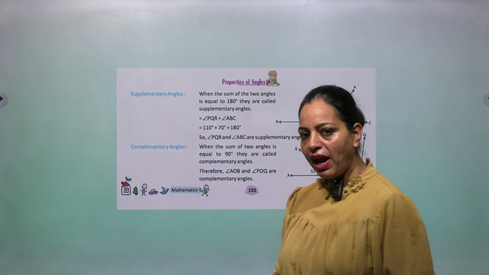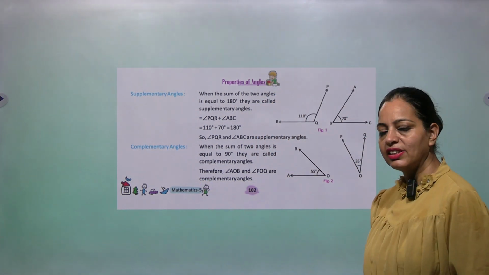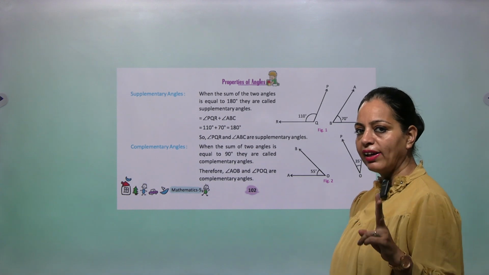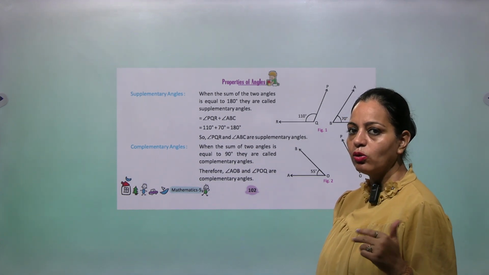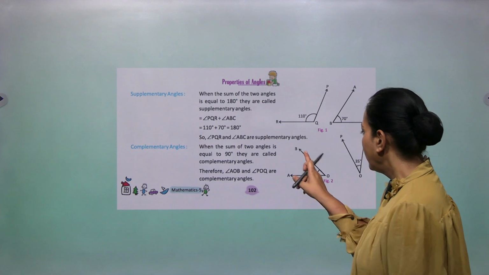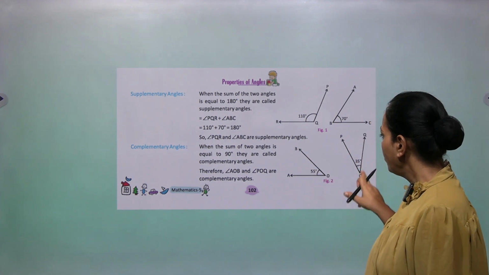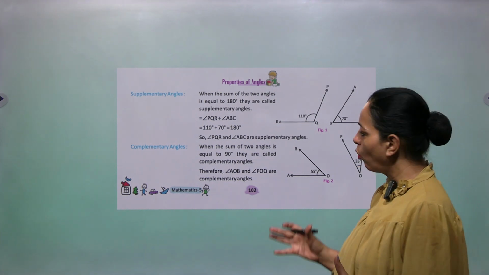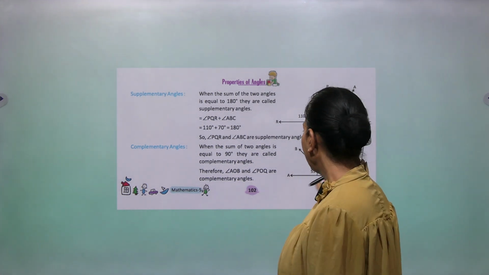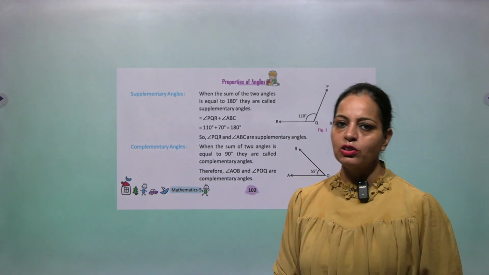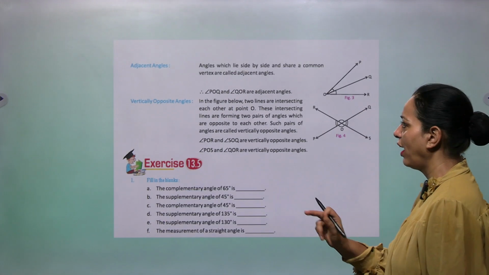Now complementary angles, when the sum of two angles is equal to 90 degree. जब दो angle का sum 90 degree बन जाता है उसको हम बोलते हैं complementary. Like here two angles given, AOB 55 degree, POQ 35 degree. दोनों को add करके देखें, तो add किया, their sum is 90. So these are complementary angles.